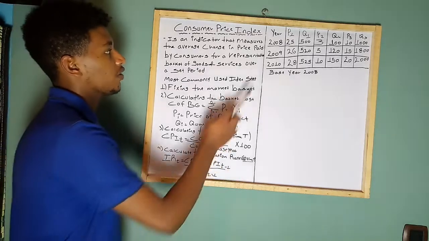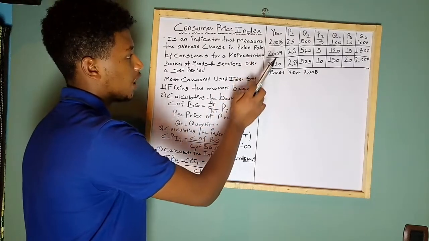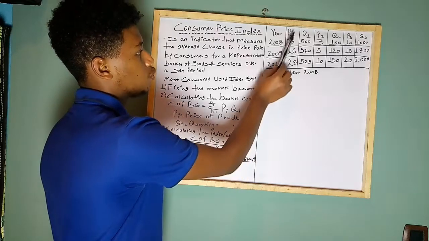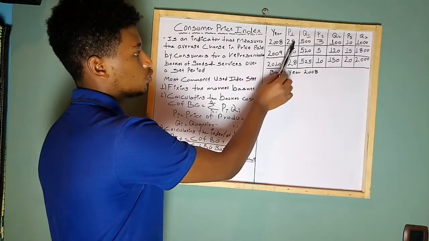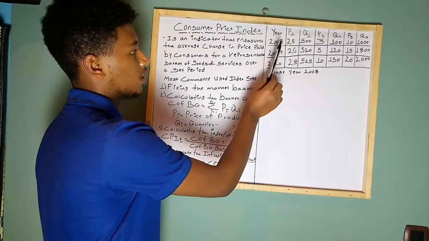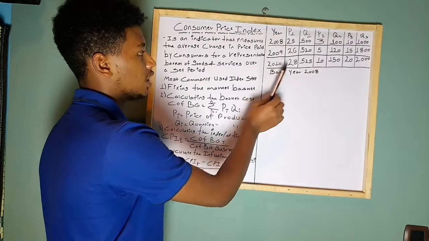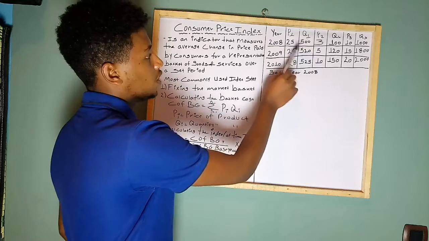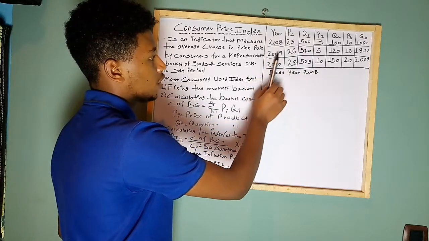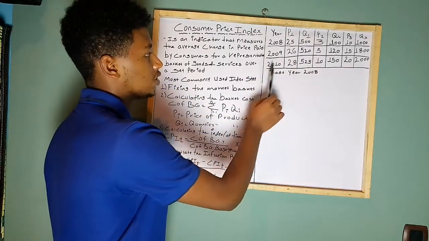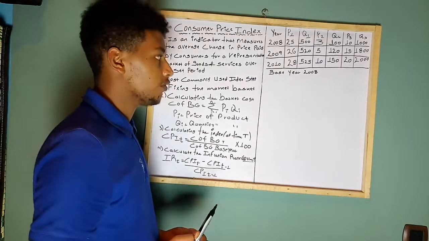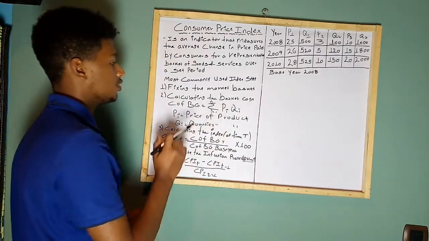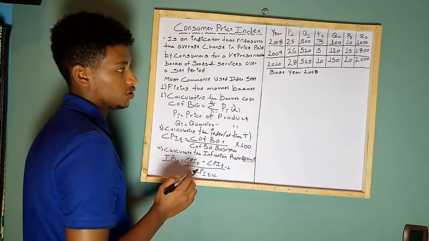Here we have been given 3 years, 2008, 2009 and 2010, and the first price is price 1. In 2008 it was 25, in 2009 it was 26, and in 2010 it was 28. And quantity 1 is 500 in 2008, in 2009 it is 520, and in 2010 it is 525. Now we can calculate first the basket cost.